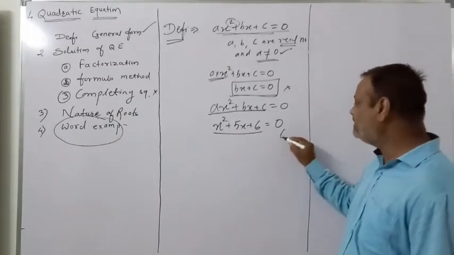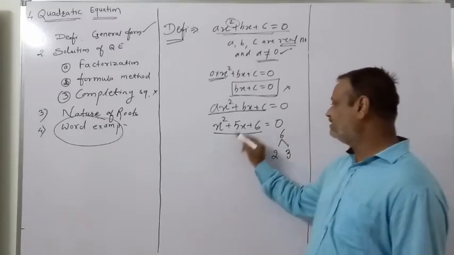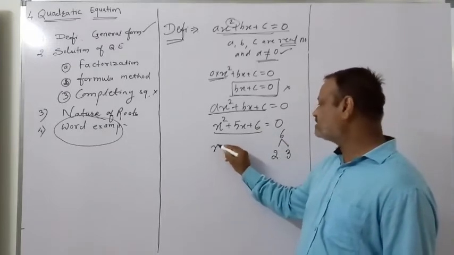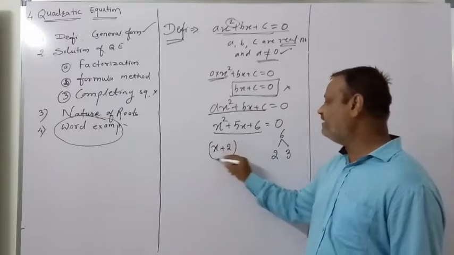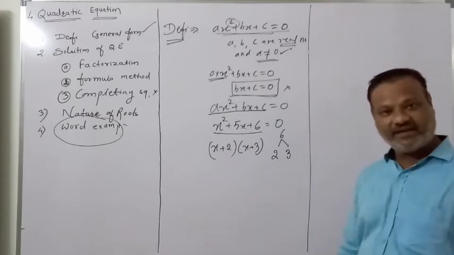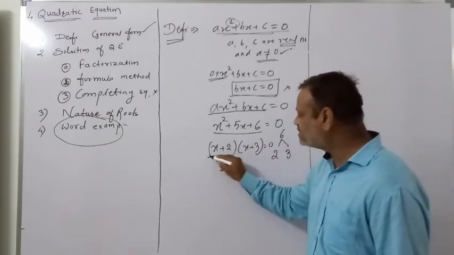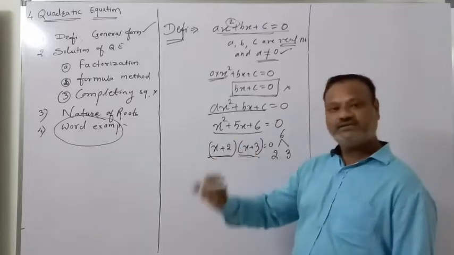By splitting the middle term, we factorize as 2 and 3, that is x plus 2, and we get the second factor is x plus 3. ये दो फैक्टर मिलेंगे आपको. अब यहाँ पे ये दो फैक्टर मिले, so this is the first factor and this is your second factor.